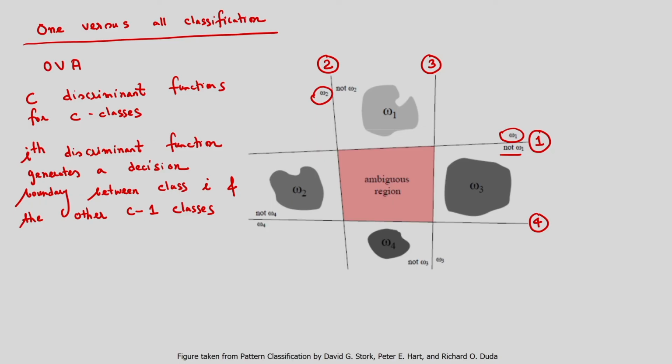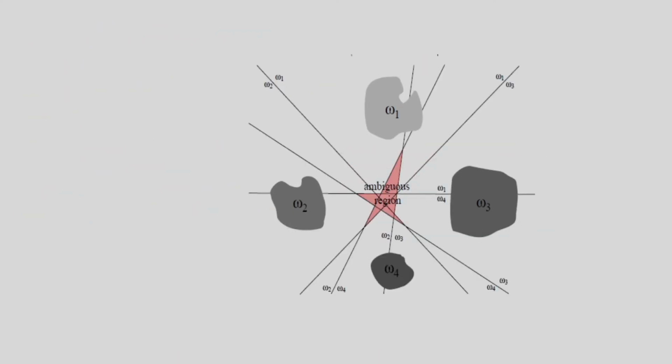Now move to the second technique, that is one versus one classification. So the next technique is the one versus one classification technique. This is called OVO. The previous technique was OVA. Now it is OVO.